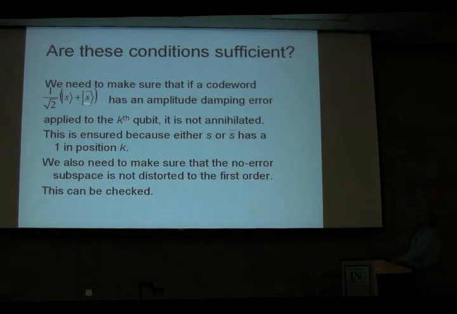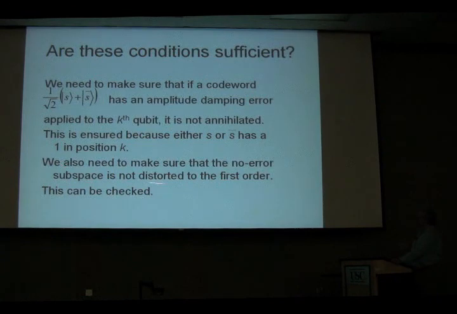Essentially, we need to check that if a code word, 1 over root 2 of S plus S bar, has a damping error applied to any of the qubits, it doesn't get annihilated. Why doesn't it get annihilated? Because S and S bar are complements, so if there's a 0 in one of these, there's a 1 in the other, and the damping error just applies to the one with a 1, which turns into a 0. So it doesn't get complemented, and then you can measure and tell which qubit had the amplitude damping error applied to it.